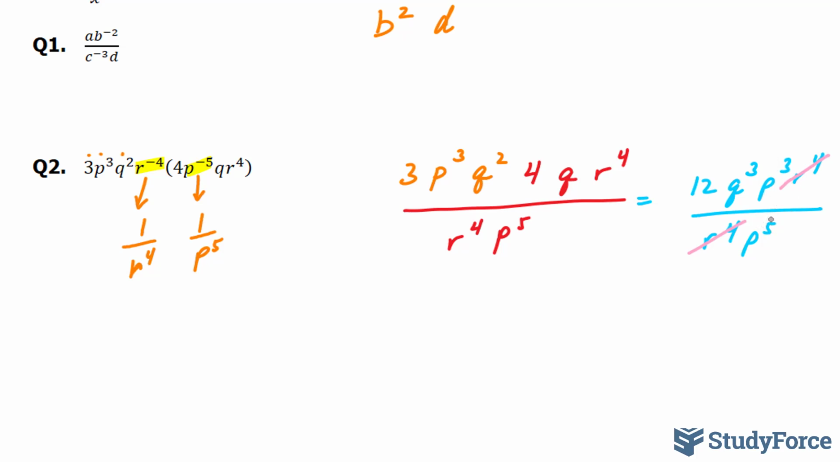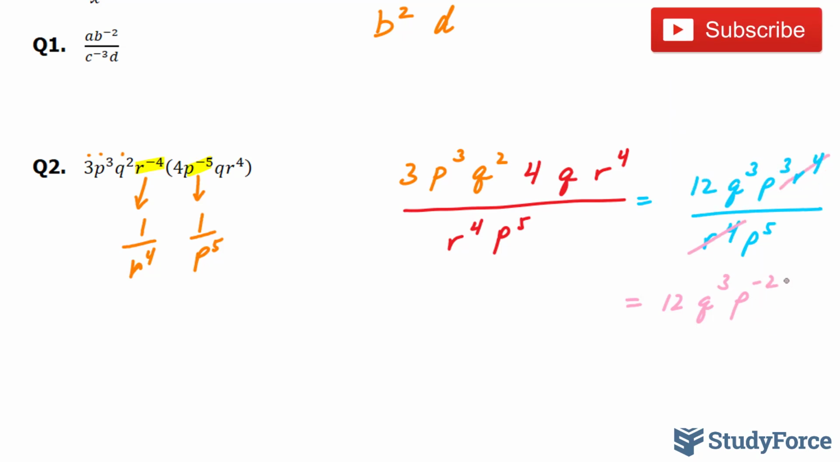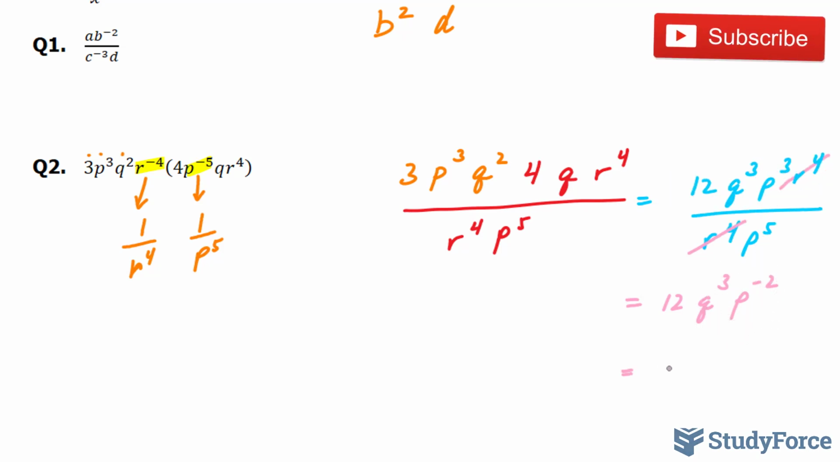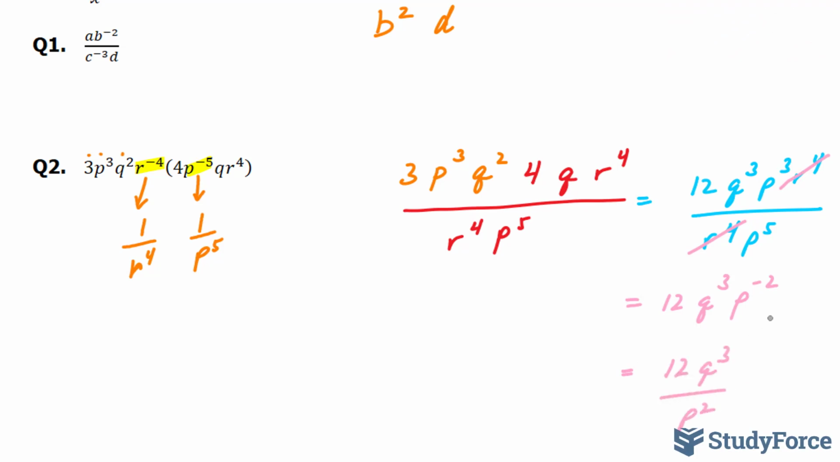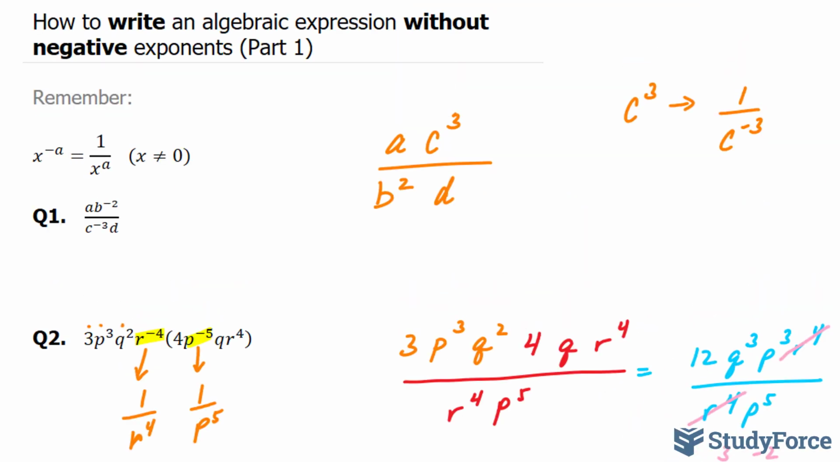We will subtract the exponents, where we have 3 minus 5 is negative 2. 12 q to the power of 3, p to the power of negative 2, and once again we can switch this so that it looks like 12 q to the power of 3 over p to the power of 2. This expression right here is the simplified version of this one. There you have it. 2 examples on how to write an algebraic expression that contains negative exponents into one that does not.